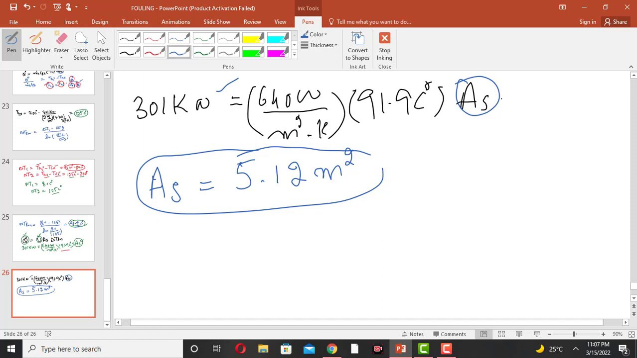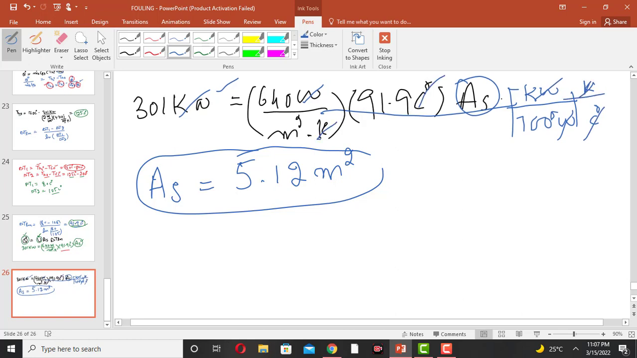Or we can also make the conversion like this: 1000 watt is equal to 1 kilowatt. So this watt cancels with this watt, and this kilowatt cancels with this kilowatt. We also know that degree centigrade is equal to Kelvin, so this will cancel with this one. So this area will come to this side, and after simplification we get the area of the heat exchanger.